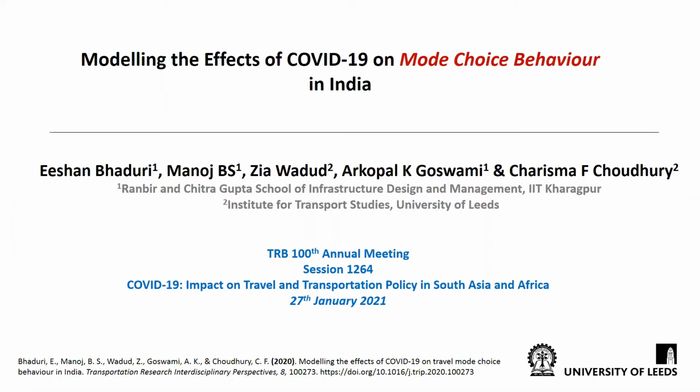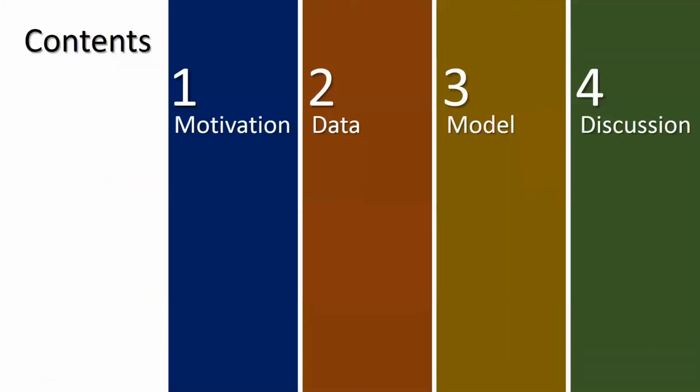A pandemic like COVID-19 is a once in a century phenomenon, and it has definitely brought changes in our activity pattern as well as travel behavior, which prompted us to model its effects on motorist behavior in India. I would also like to add that our research work has already been published in the Journal of Transportation Research Interdisciplinary Perspectives. So if you want to know more in detail about our work, please feel free to check the journal paper. For today's presentation, I've divided it into four parts.